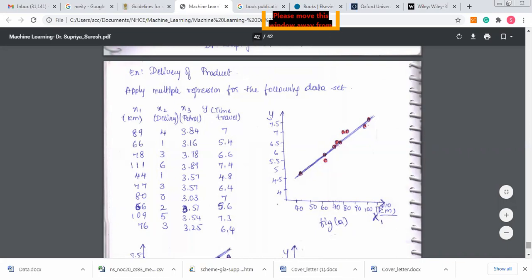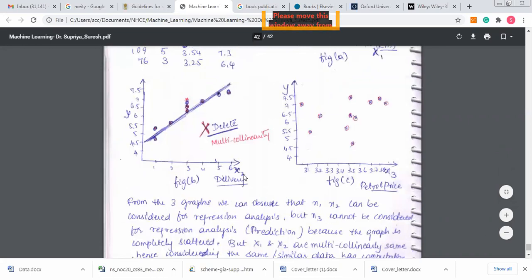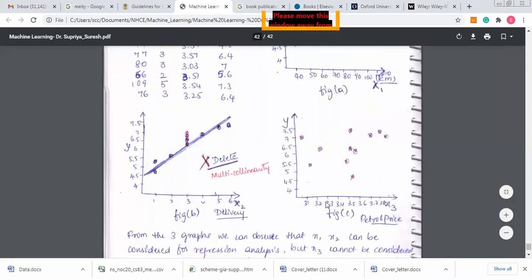The next one, I'm going to plot x2 with respect to y. x2 is the delivery and the y. Based on these values, I'm going to plot the graph, and I've just drawn a line which is trying to coincide with these points. And the third one is basically the petrol price with respect to y, and I got a graph like this. This is a scattered graph, and trying to do something with this is very difficult.